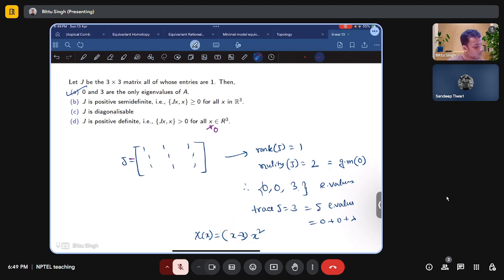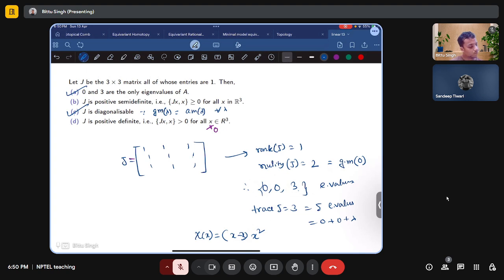So it is clear from this set. Therefore, the geometric multiplicity and algebraic multiplicity are the same for all those eigenvalues, for 0 and for 3 both. Hence J is diagonalizable. The geometric multiplicity of any lambda equals the algebraic multiplicity of lambda for all lambda. So this is clear.